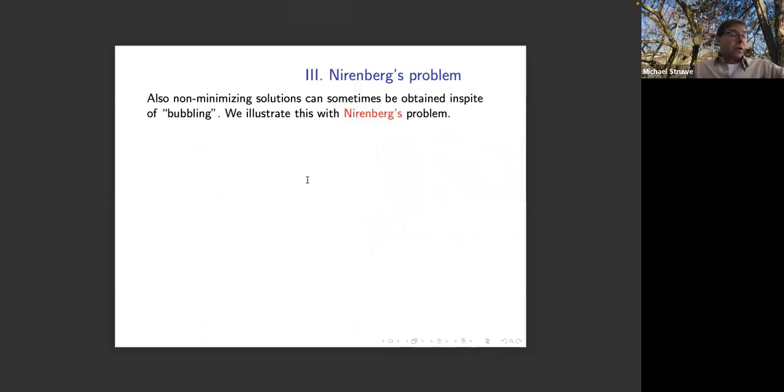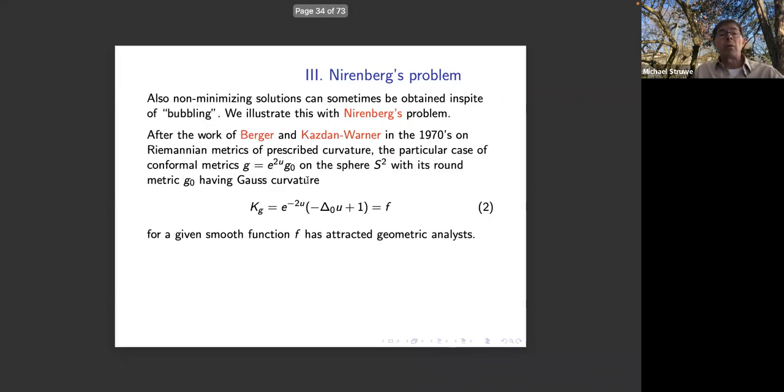All right. So far, we've only looked at solutions which are in some sense minima, the stable catenoids, the minimizing harmonic maps. But bubbling is ubiquitous in calculus of variations in geometric analysis, and of course also non-minimizing solutions of variational problems can sometimes be obtained, even though a priori there may be bubbling. So let's illustrate this with Nirenberg's problem.